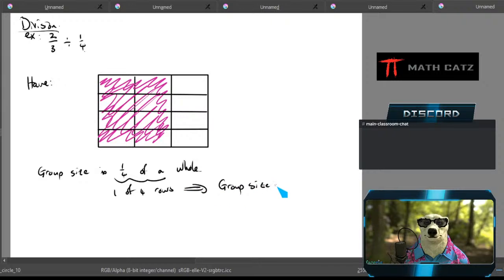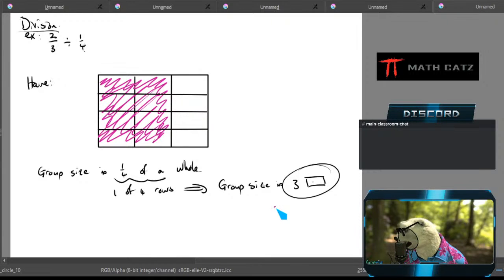Group size is 3 pieces. Okay, 3 pieces. All right. 1 of the 4 rows in a whole rectangle, 3 pieces. So now I need to fit it in. Now we're going to write the full sentences. I just didn't have a nice example for my first attempt here. Fit in my group into what I have.